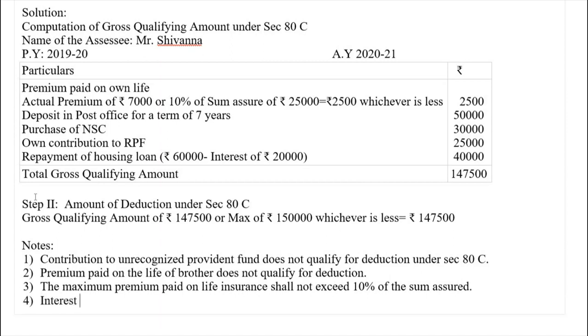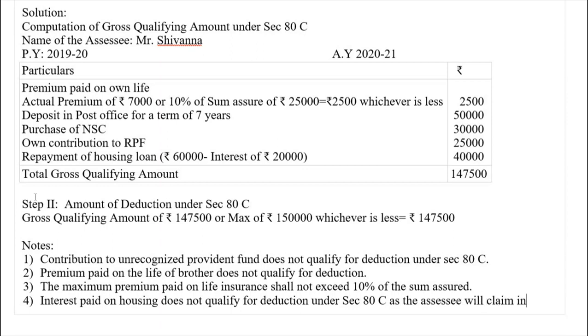Then interest paid on a housing loan does not qualify for deduction under section 80C, as the assessee will claim interest under section 24 while computing income from house property. So this is how we need to compute.